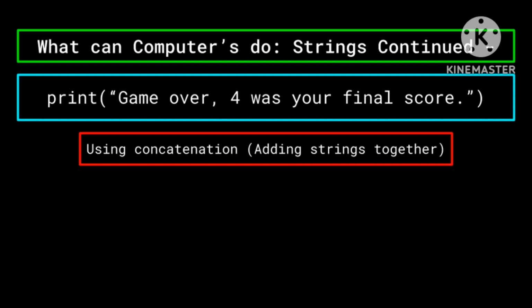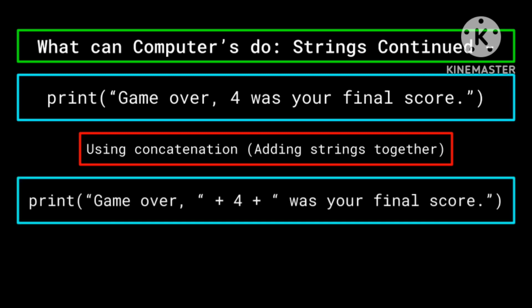Continuing with our score example, if we wanted to print out the statement, "Game over, 4 was your final score," using 4 as an integer rather than a string, we could do this by breaking down the statement into two strings and an integer, like so. Print "game over" plus 4 plus "was your final score." We of course begin with the print statement, which again will be different across all languages, but in this case we're using Python. Inside the print statement, we start off by printing the string "game over."